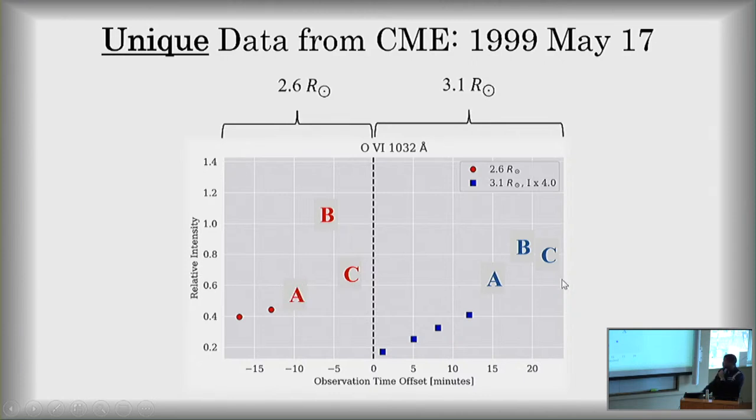So structure A. Structure B is the brightest. Structure B is seen again. And then structure C is seen again. And this is specifically a light curve for the oxygen 6 1032 line.